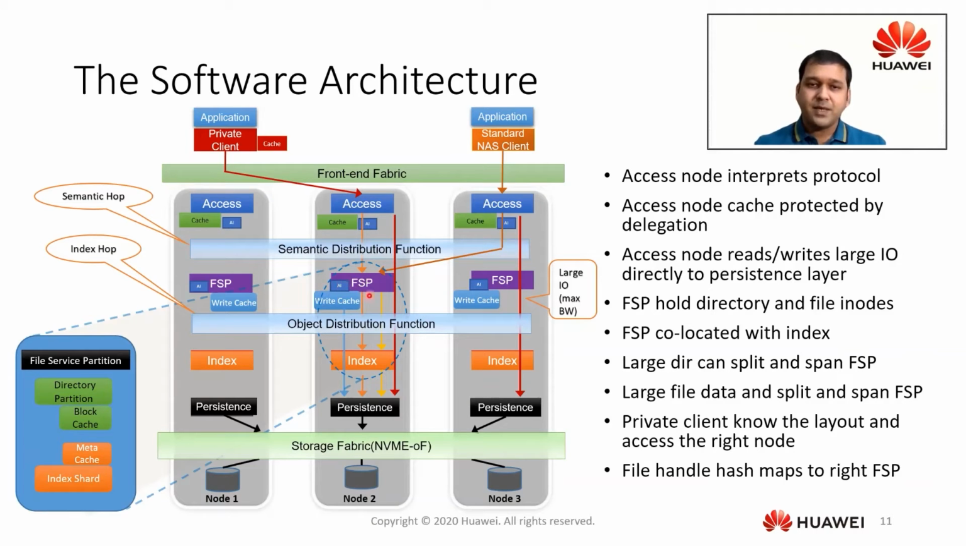Below the FSP, you can see that there is a write cache, which is also AI enabled, and it is mirrored across either 2 or 3 locations, depending on the level of protection you expect from the system.